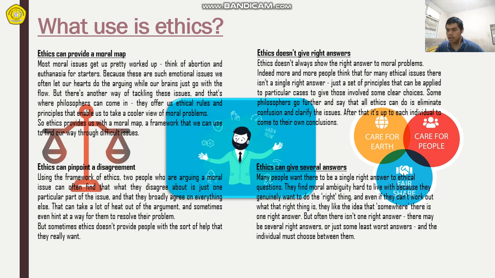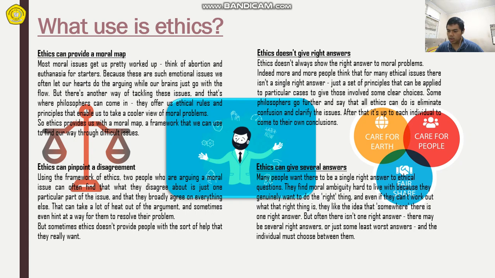Third, ethics doesn't give right answers. Ethics doesn't always show the right answers to moral problems. Indeed, more and more people think that for many ethical issues, there isn't a single right answer, just a set of principles that can be applied to particular cases to give those involved some clear choices. Some philosophers go further and say that all ethics can do is eliminate confusion and clarify the issues. After that, it's up to each individual to come to their own conclusions.